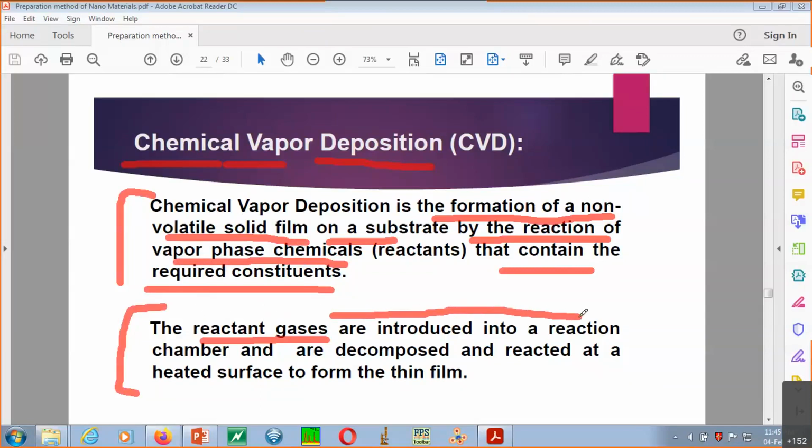They are going to be introduced in a chamber, where they have to interact and react with each other, and they are going to decompose and react at a heated surface to form the thin film. This last line may not be clear at this moment, but let me go through the diagram, then it will be clear. But keep in mind, whatever material you have, you must have in vapor format, and then all such gases you need to allow into the chamber. They are going to react with each other, and you require a temperature source or heated surface, so that it can deposit a thin film on the substrate.